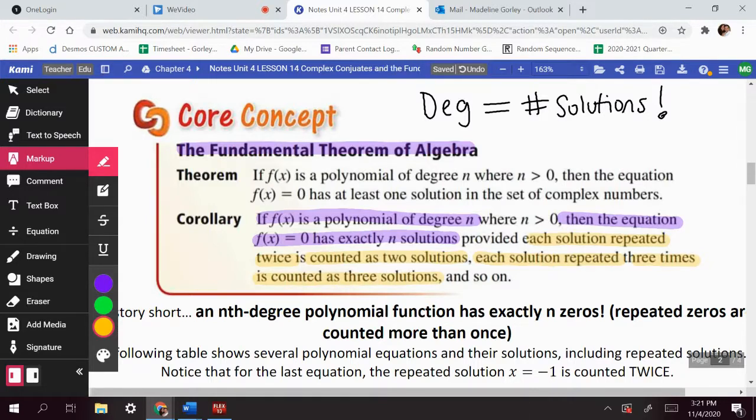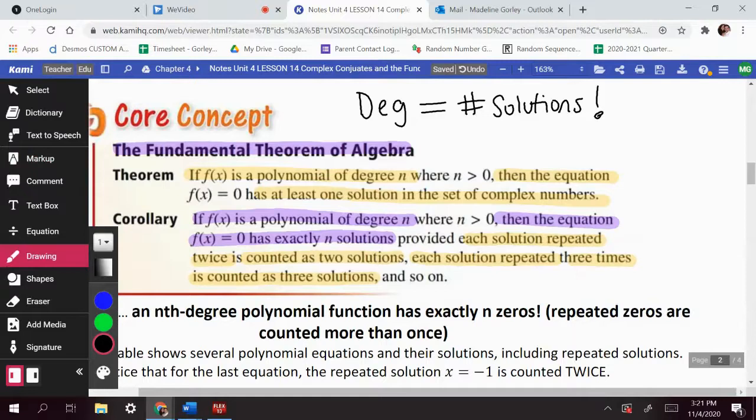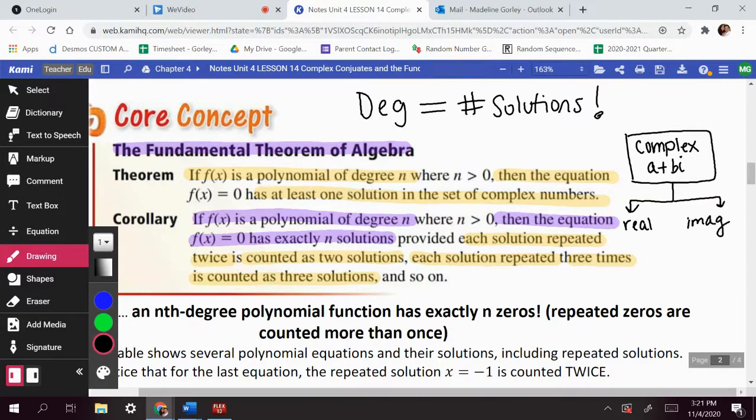So we need to pay close attention to those solutions with higher multiplicities, because we'll be counting each of those as separate solutions. The theorem says if a function is a polynomial of degree n, then the equation has at least one solution in the set of complex numbers. So let's just talk a little bit about complex numbers. Complex numbers is your broad umbrella term, right? We write them in the form a plus bi, and those complex numbers include both your real part and your imaginary part. Okay, so real and imaginary numbers both fall under that broad category of complex numbers.